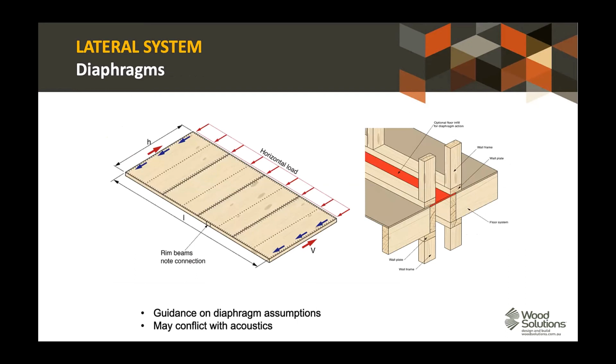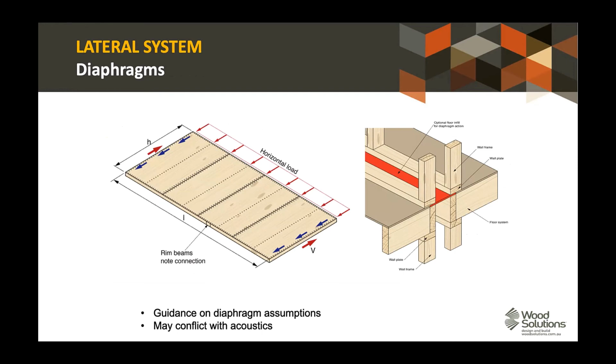And what we've done in the guide is we've pulled out guidance from the Eurocode 5 manual design for timber structures, which takes you through a series of detailing rules that says if you satisfy these rules, you can assume a stiff diaphragm with sufficient performance.